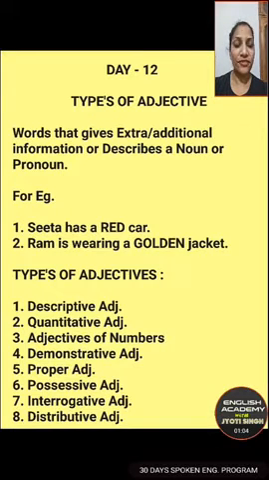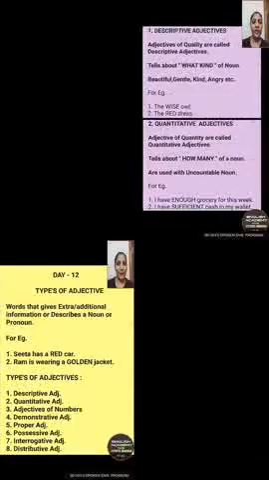We have identified 8 types of adjectives, namely descriptive, quantitative, adjective of numbers, demonstrative, proper adjectives, possessive adjectives, interrogative adjectives, and distributive adjective. So let's learn about these in detail with examples.